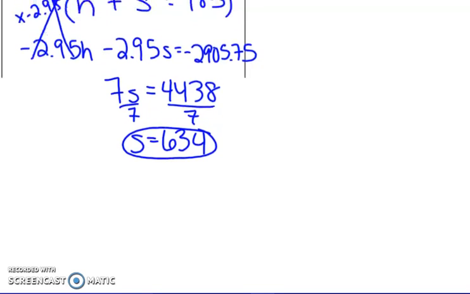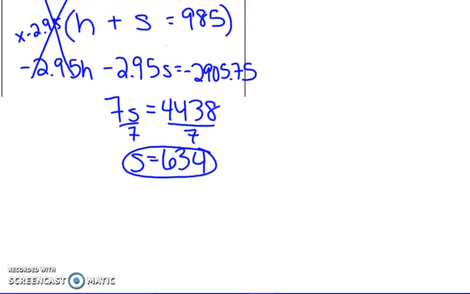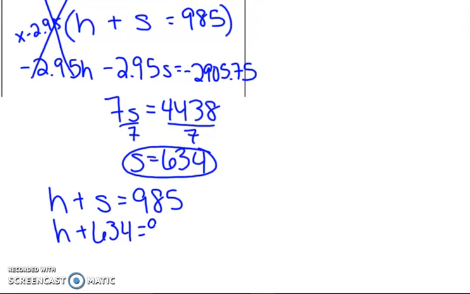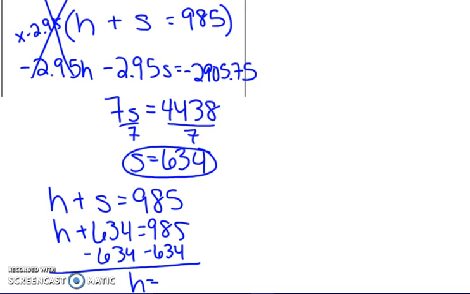So now we want to find out how many hot dogs he sells. Well, if I go back to my original, hot dogs plus sandwiches equals 985. Well, I know that he sold 634 sandwiches, so I'm going to fill that in. I'm going to subtract 634 from both sides, and that's going to tell me out of his hot dogs, he sold 351 hot dogs.